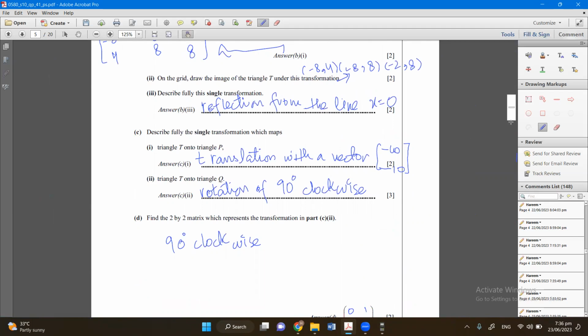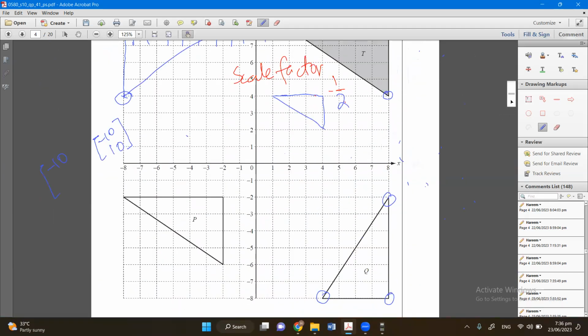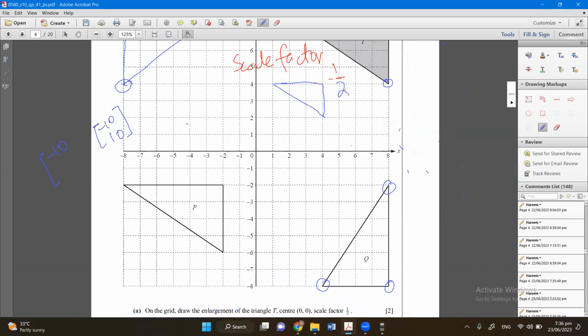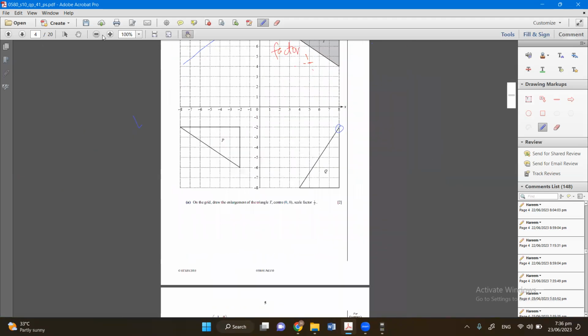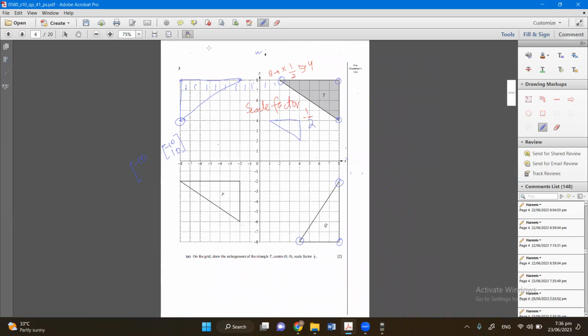Now if I translate, if I map the triangle T onto triangle Q, what is happening here? Okay, if you can see now a little bit, let me zoom this out. Yes. So a little zoom in.